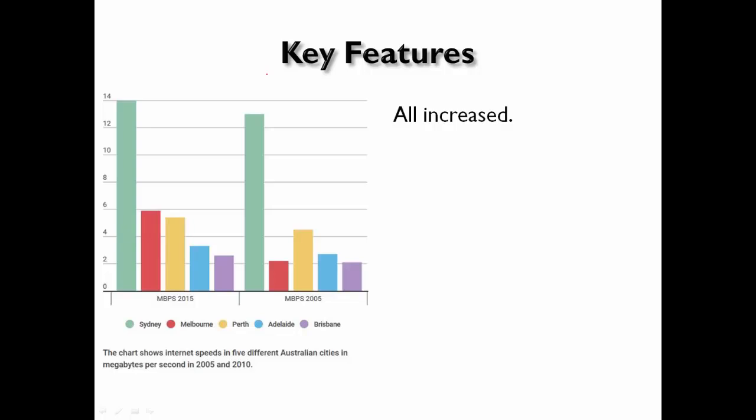Remember, we're talking about the overall trend. And the second most noticeable thing about this is that Sydney has by far the fastest internet. It's about triple the speed in 2005 and about double the speed of its nearest rival in 2015. So that's significant. So those are the two things we would mention about that. Those are the two things we'll put in our overview.